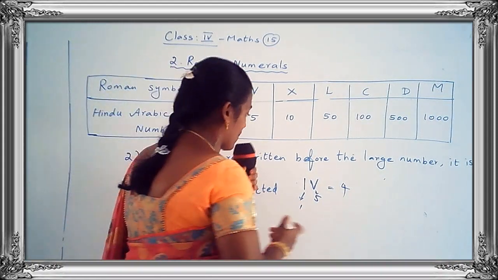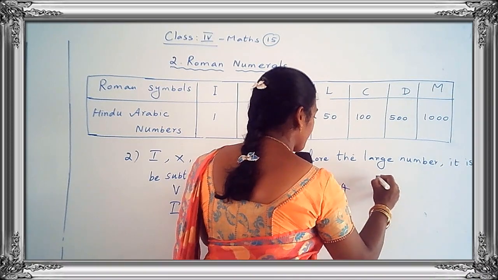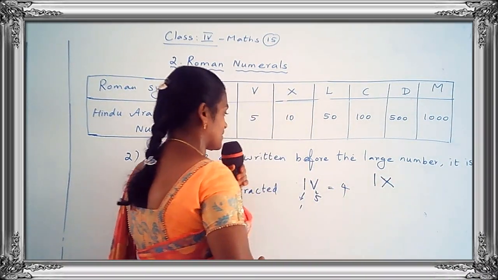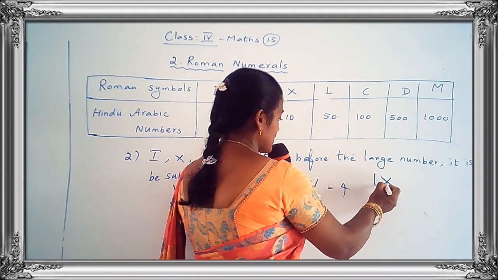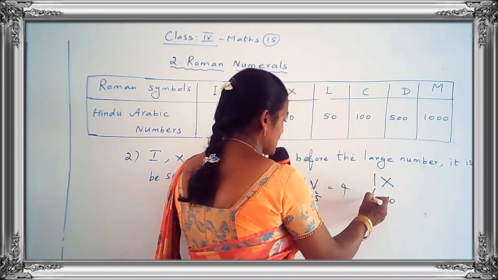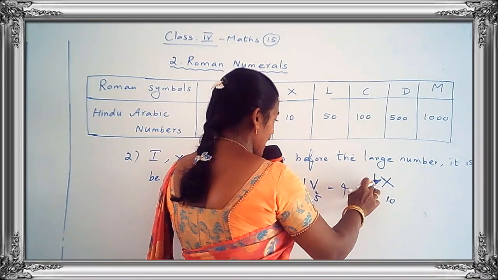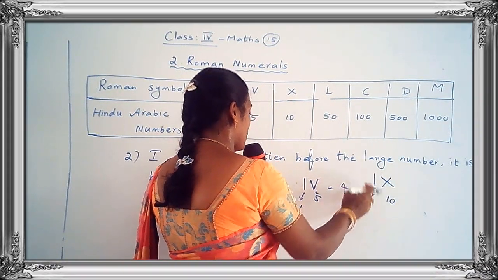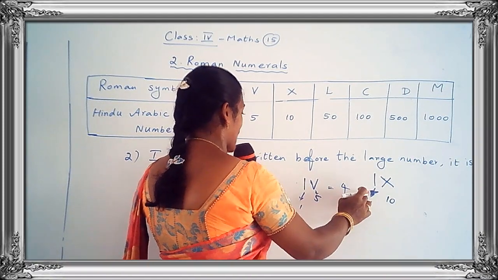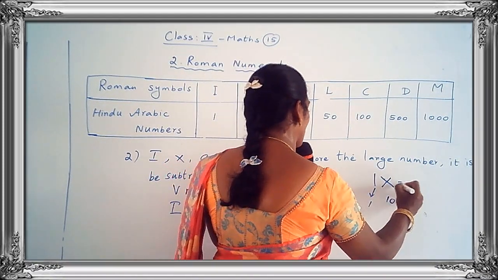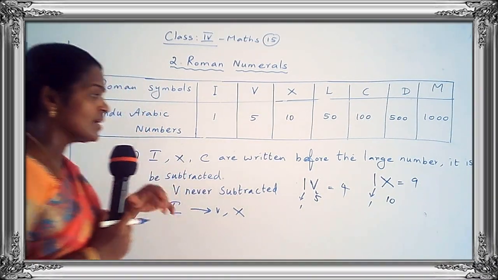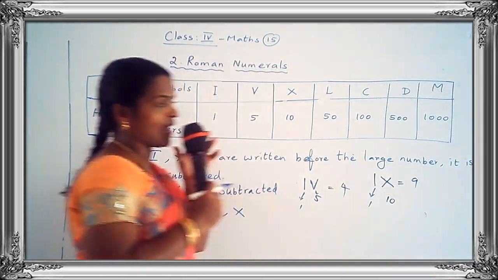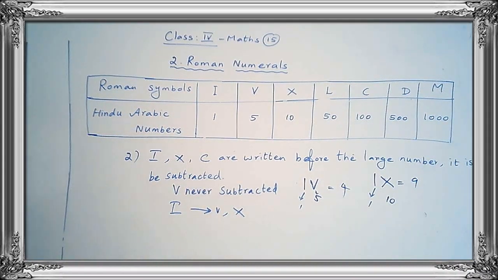Okay, another example, you see that IX. What is the meaning of IX? Here X stands for 10, I stands for 1. Here I is written before the large number, okay, before the large number, that's why it is to be subtracted. So 10 minus 1 is equal to, your answer is 9, okay. So IV means 4, IX means 9, okay children, are you clear?